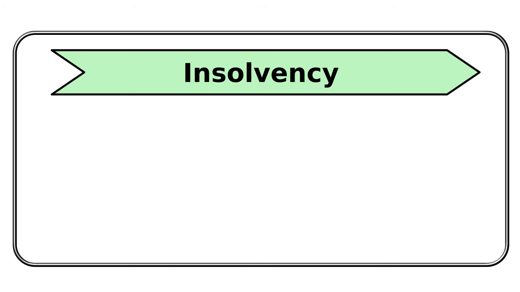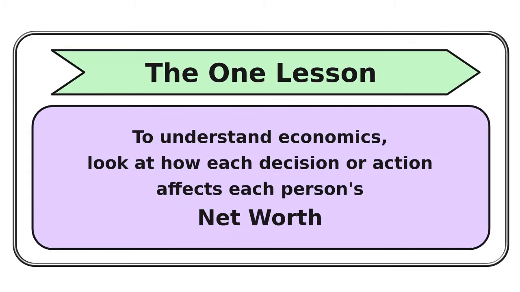In future videos, we'll look at several aspects of insolvency, including Ponzi schemes, the effects of different responses to insolvency, contagion, and insolvency in the banking sector. Here's a reminder of the One Lesson. To understand economics, look at how each decision or action affects each person's net worth.